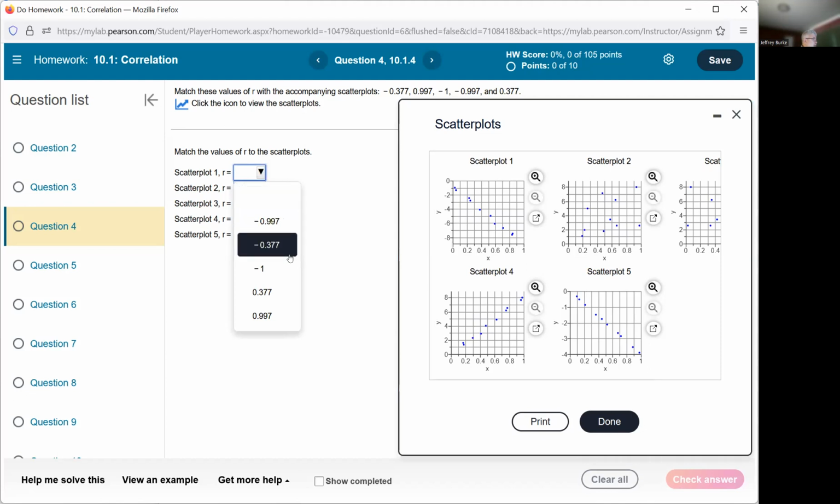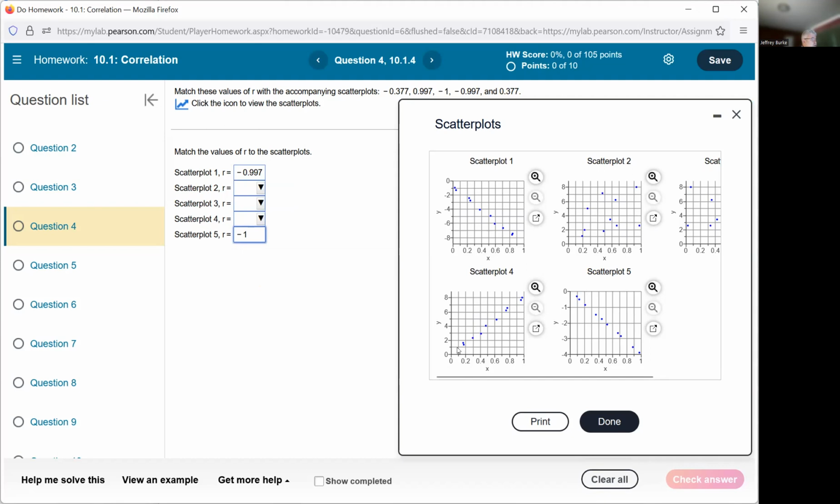So notice here that one is like -0.997, the other one is like -1. So I would say that for choice 1, it's going to be -0.997. Number 2, let's go with number 5. That's going to be -1. So we have those two choices done now.